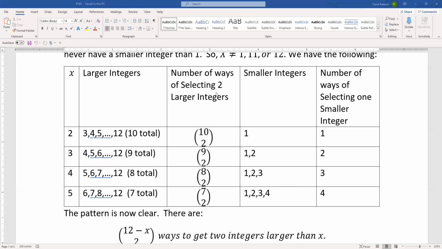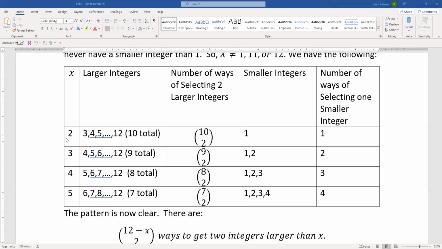So the number of ways of selecting 2 larger integers. You see, when x was 2, this was 10C2. When x is 3, it was 9C2, and we see a relationship. 10 was 2 less than 12, 9 was 3 less than 12, 8 was 4 less than 12, and so on.